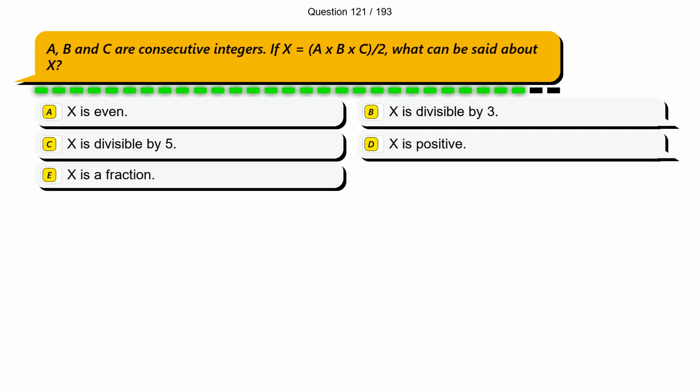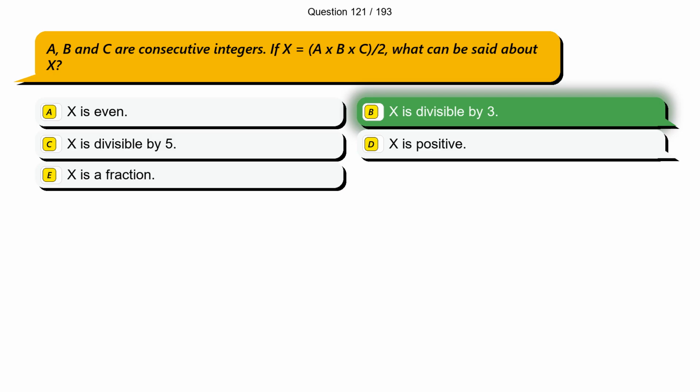Question 121. A, B and C are consecutive integers. If x equals A times B times C over 2, what can be said about x? Option A, x is even. Option B, x is divisible by 3. Option C, x is divisible by 5. Option D, x is positive. Option E, x is a fraction.